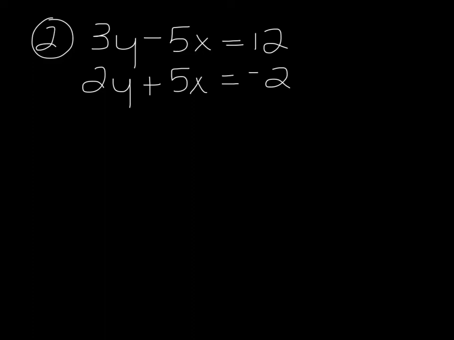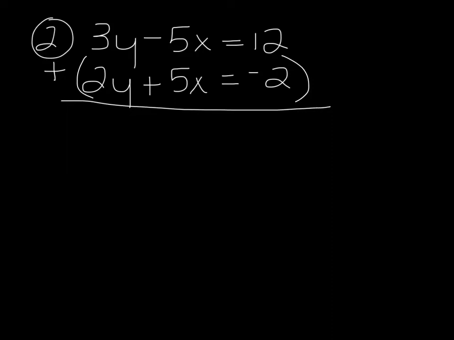Well, 3y and 2y are not going to cancel each other out if we add the two equations, but negative 5x and positive 5x will cancel each other out if I add my two equations together. So you're looking for either the y's or the x's to cancel each other out. I draw my line underneath and put a plus sign because I need to add negative 5x plus 5x to get them to cancel out. And then we just start adding.